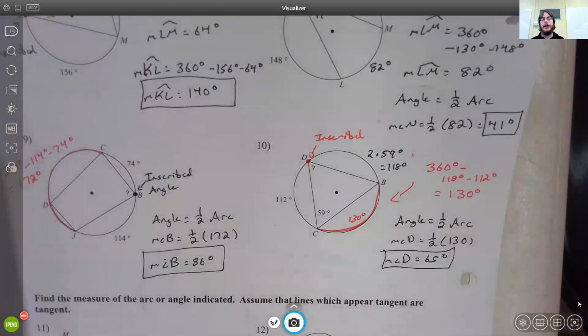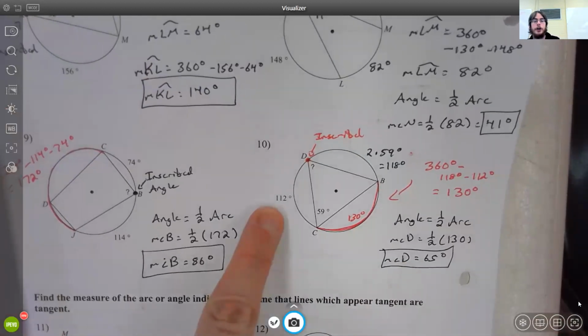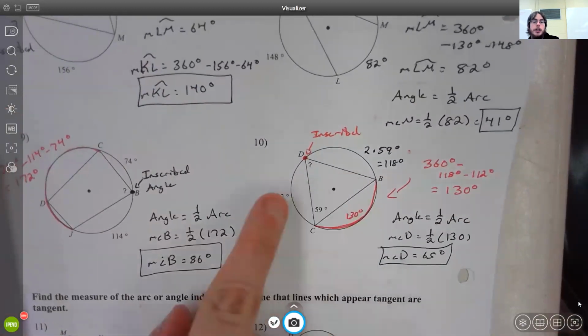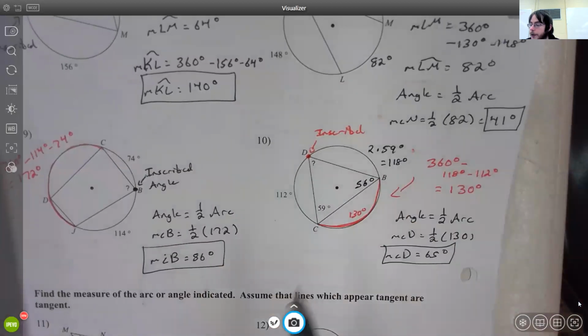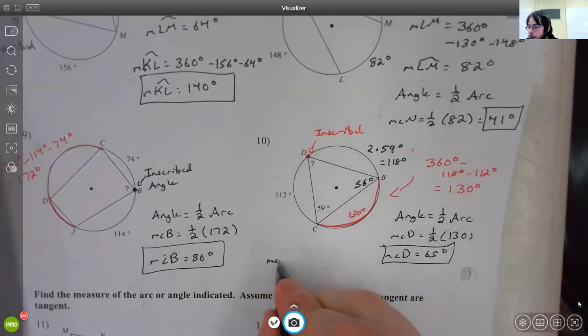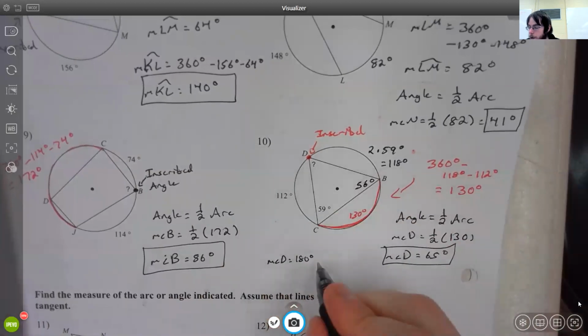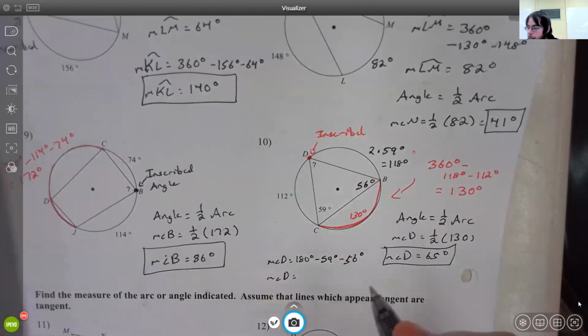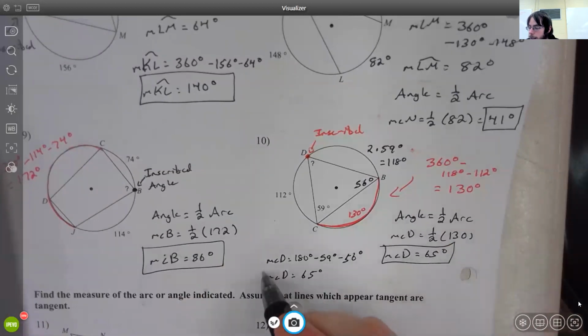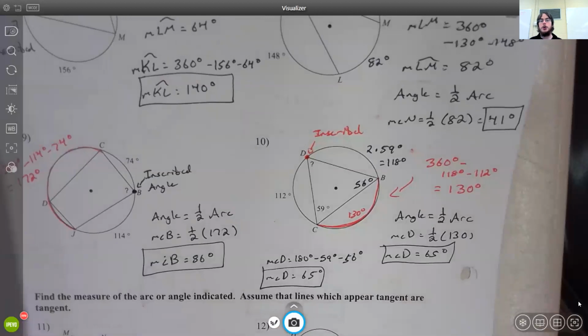The other way you could have done that: if you have 112 here, you could find what angle B was by dividing 112 by 2. When you do that, you end up with 56, so that would have been a 56 degree angle. Then to find angle D, you would have taken 180, because that's what a triangle adds up to, and subtracted 59 and 56. So the measure of angle D would have been 65 degrees either way. There are a couple of different ways to do that, so just be aware of how each one of those can be found.